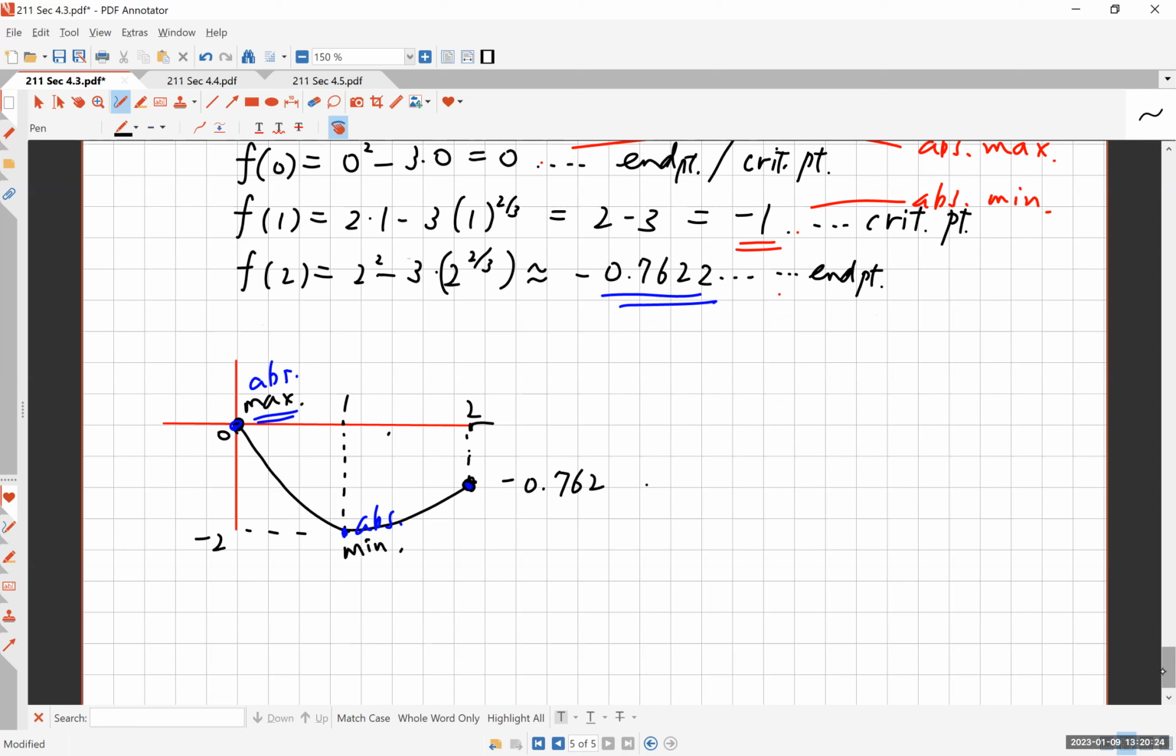Optimization problems have to do with finding the maximum or minimum, you know, like what's the maximum profit or what's the minimum cost. Those are called optimization problems, which we will be seeing shortly in chapter 4.